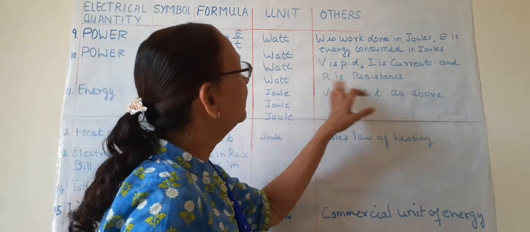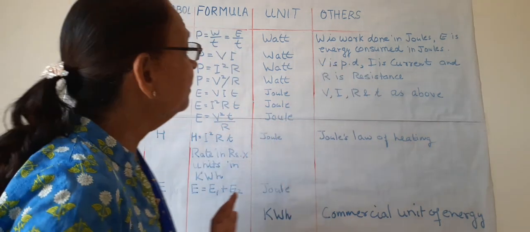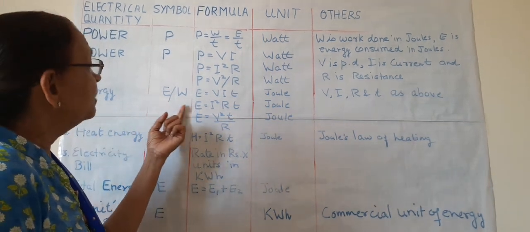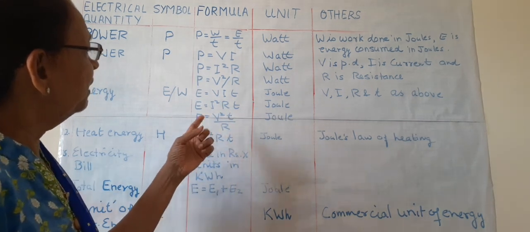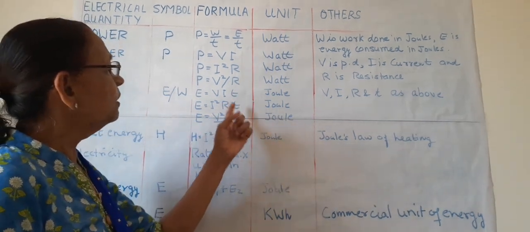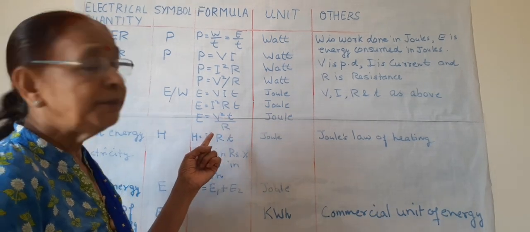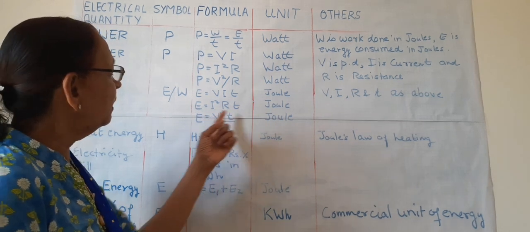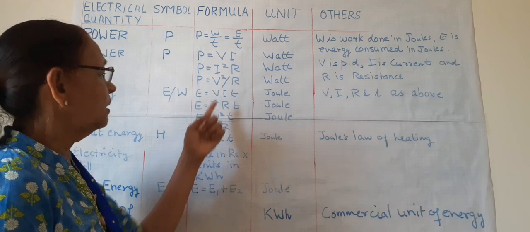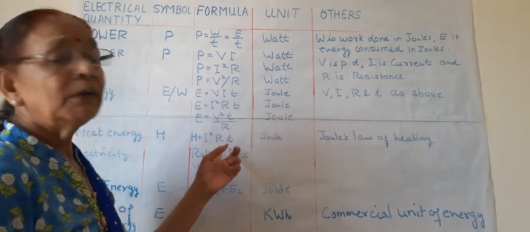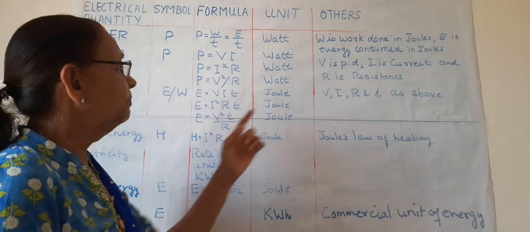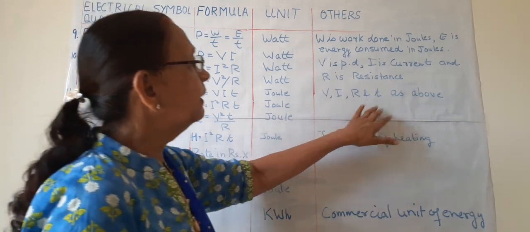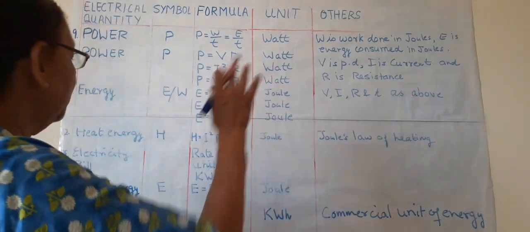All of you know V, I and R are potential difference, current and resistance. Likewise for energy or work done, the same formulas are there as for power. The only difference is that all are multiplied by time in seconds. So E is VIT, second I square RT, third V square T upon R. All three are the same as power, only multiplied by time. The unit of energy or work is joule. V, I and T are as above.